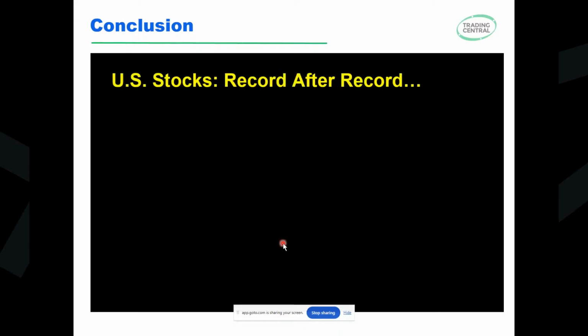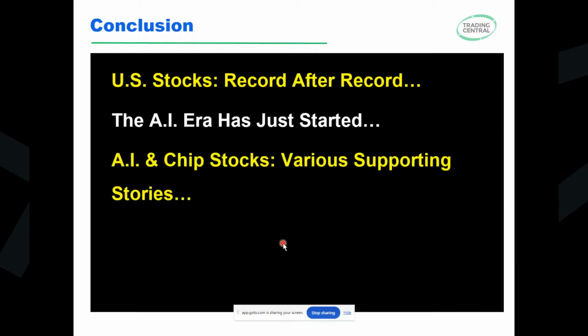So my conclusion is that we are seeing U.S. stock major stock indexes making record high and then record high. And I have to stress again that the artificial intelligence era, the AI era, has just started. Don't believe the bubble saying. AI stocks, cheap stock means semiconductor stocks. There are various supporting stories behind every stock, and I will introduce those stories to you.